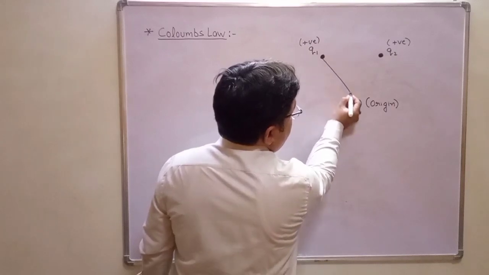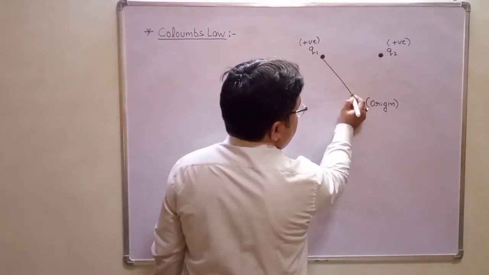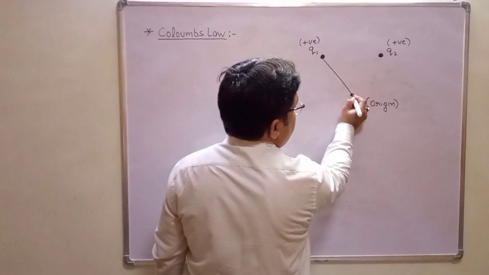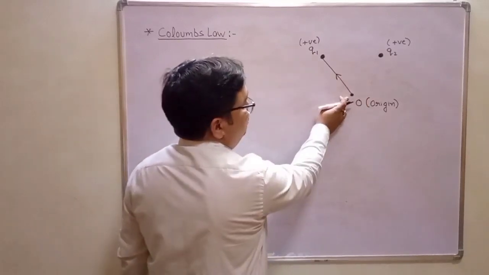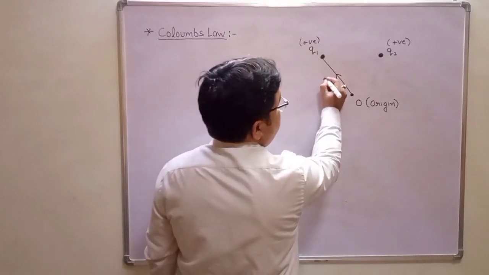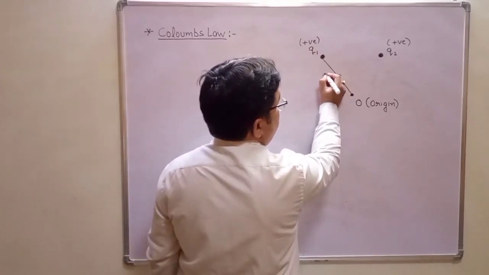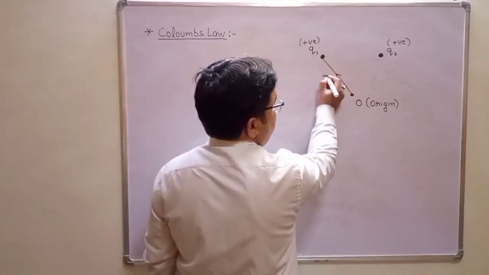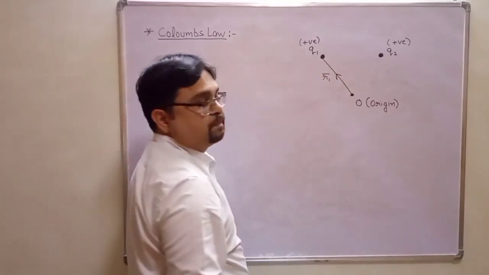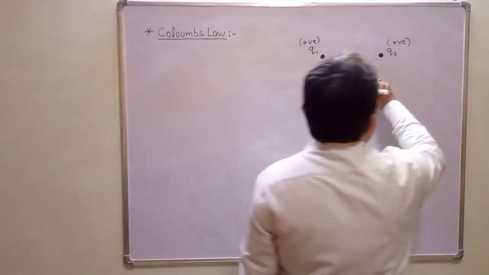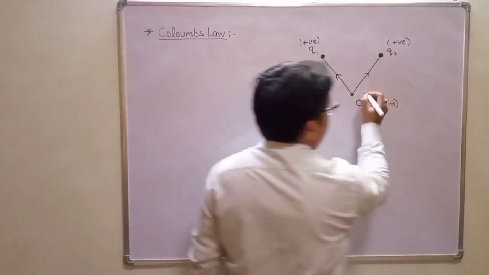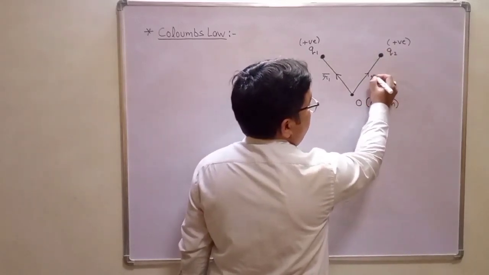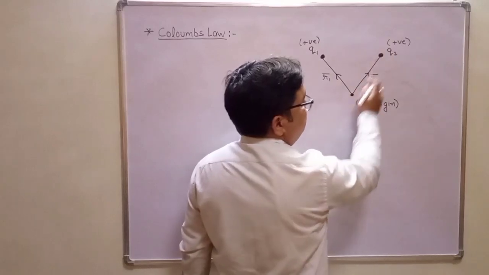Let us say the line joining origin and charge Q1, there is a vector from origin to Q1. This is, let us say, R1. This is the position vector. This is the position vector of Q1. Similarly, the position vector is R2 from origin to Q2.